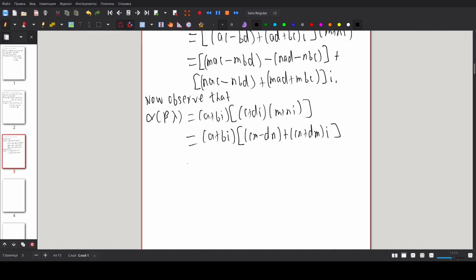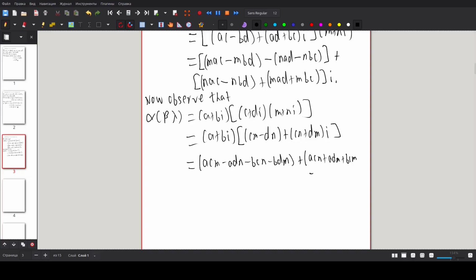Okay, and if you do this multiplication, according to my work, which I have to trust here, you're going to get ACM minus ADN minus BCN minus BDM plus ACN plus ADM plus BCM minus BDN. Okay.